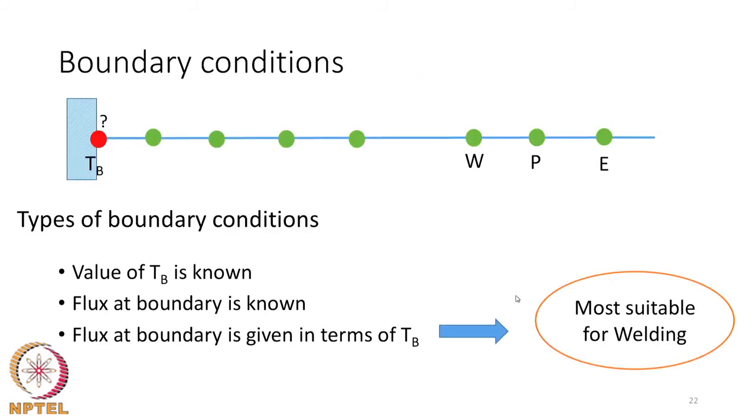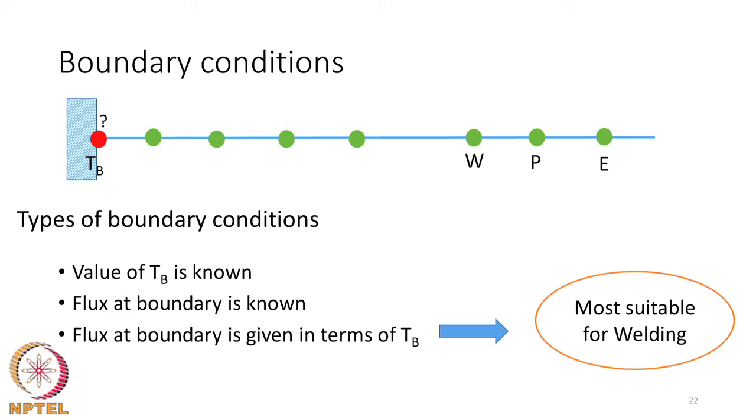There are three ways of doing the boundary conditions. One way is that the boundary temperature itself is specified, and that is very simple, and it is also applicable for welding, where the domain is much smaller than the actual welding plate. The second is that the flux at the boundary is known, and this is possibly in a situation where you have a constant heat flux that is being either given or removed from the boundary.